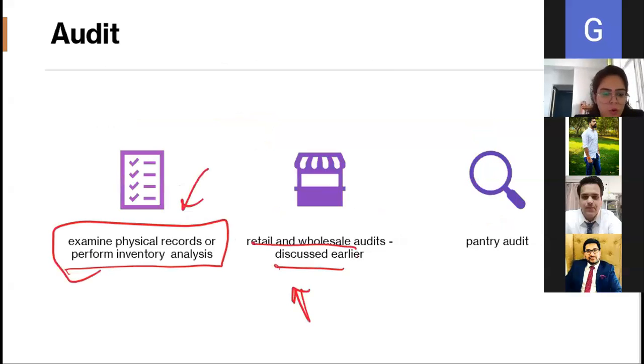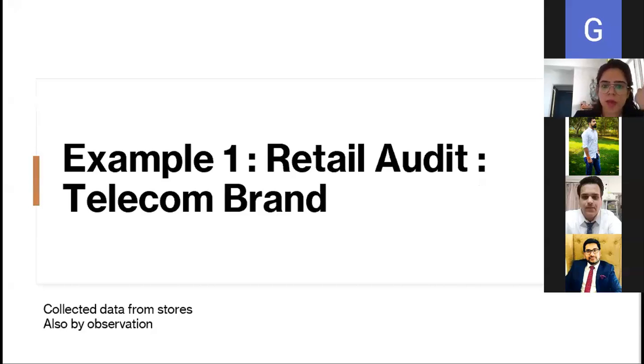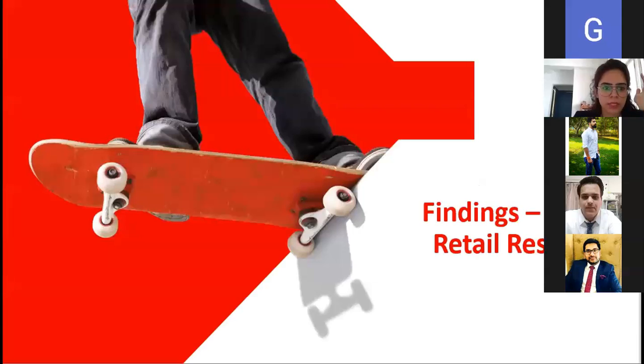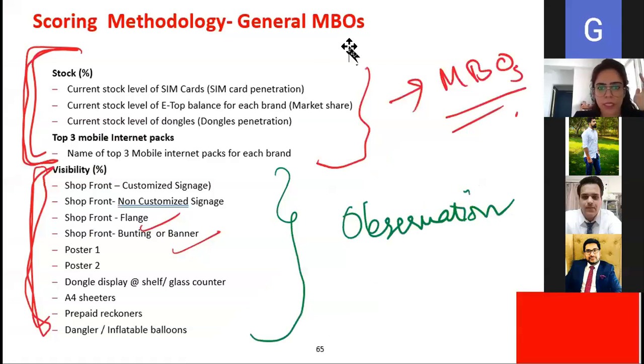Okay, next is audit. Audit is when you examine physical records. You examine the inventory instead of just asking a shopkeeper how the sales are, you are actually keeping a count. That is audit. Let me give you one example. This is a study I did like 6-7 years back, for a telecom brand.